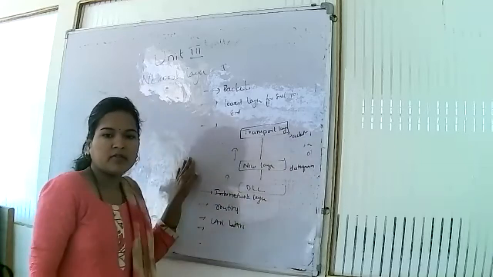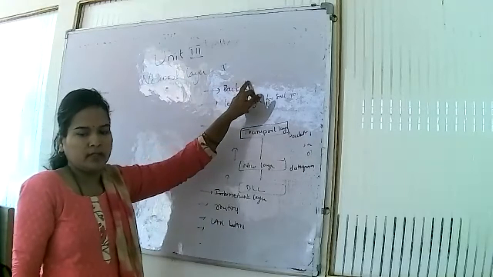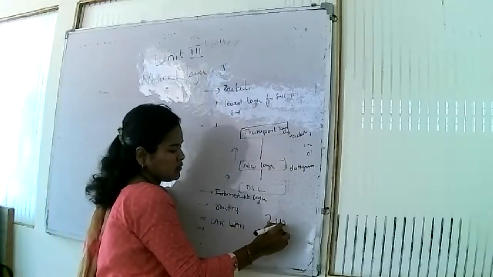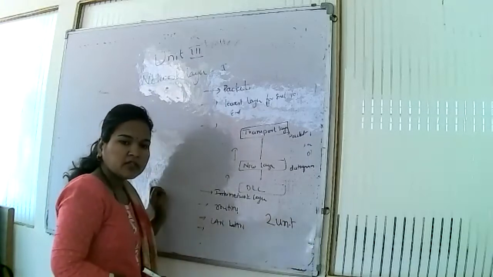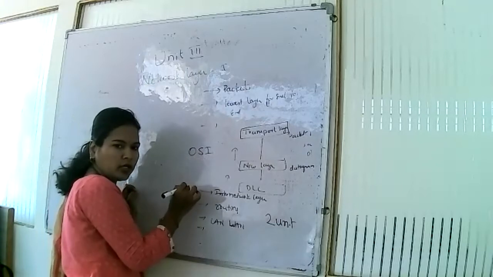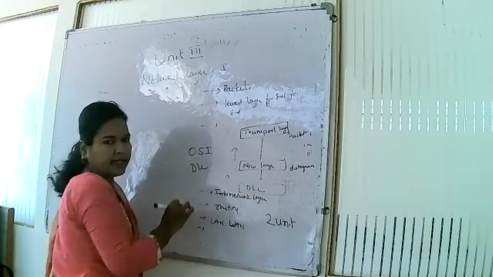So in today's lecture, we will start with unit 3, that is network layer 1. We have completed two units, where we have studied the OSI model. Already we have studied the OSI model and also the data link layer.